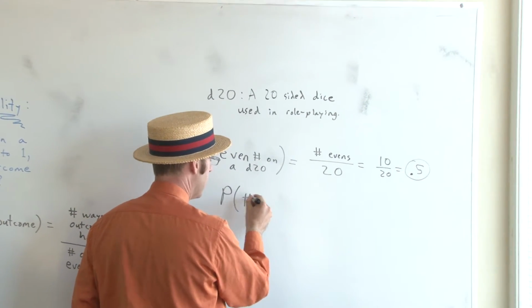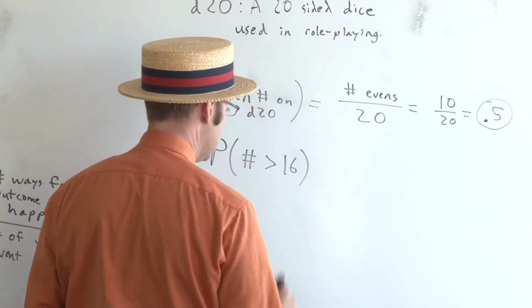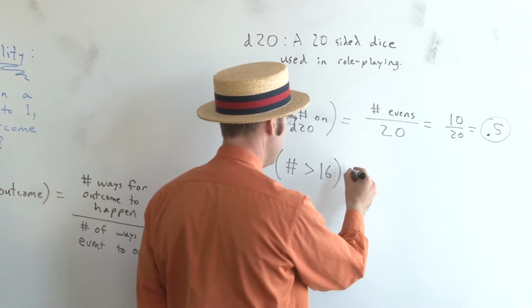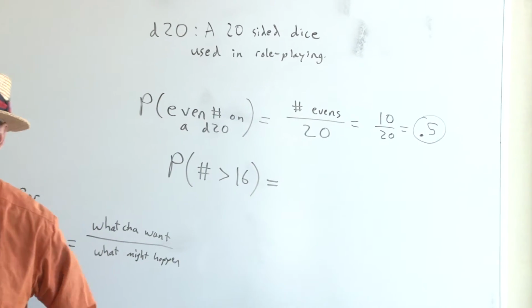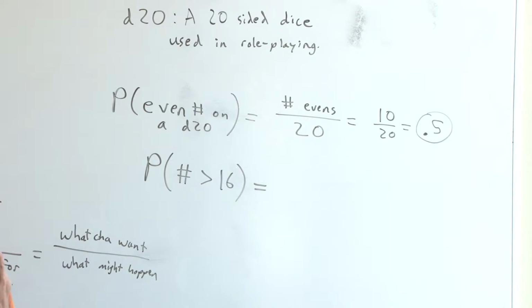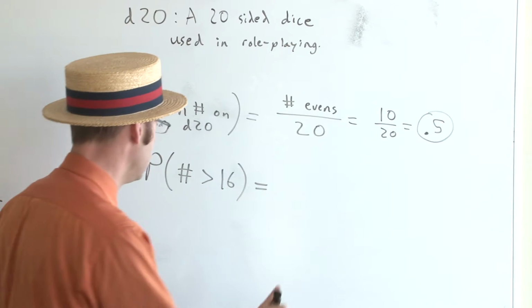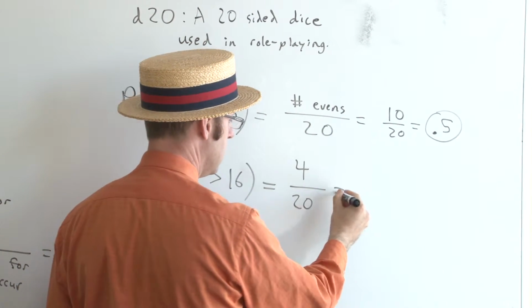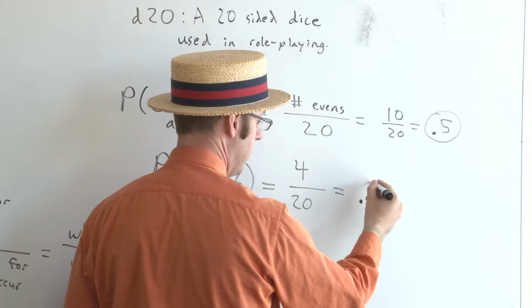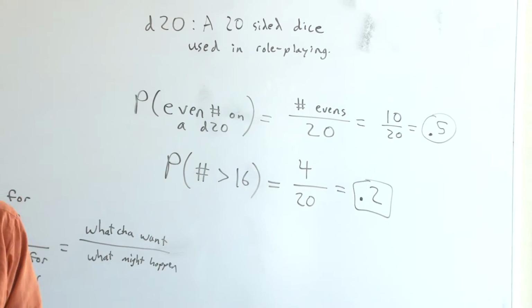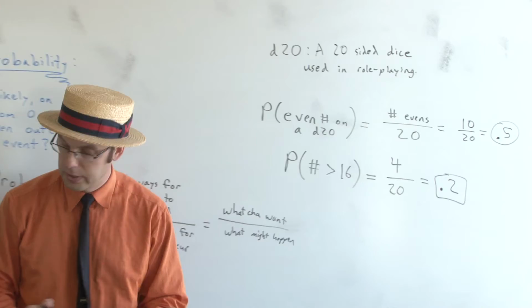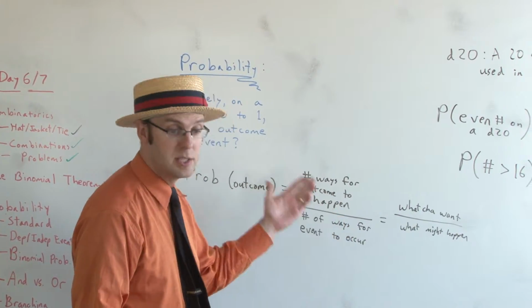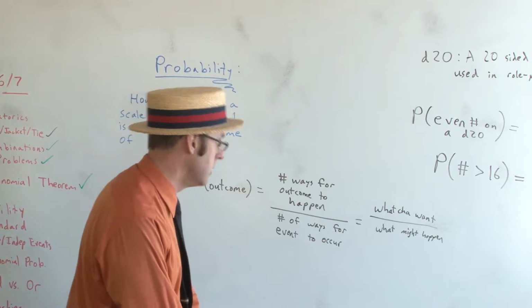The probability of rolling a number greater than 16. Well, again, there's 4 numbers greater than 16 on a D20: 17, 18, 19, 20. And there's still 20 possible outcomes, so it's 1/5 or 0.2. Pretty simple stuff. Number of ways for it to come out the way you want, divided by the number of total possible outcomes.